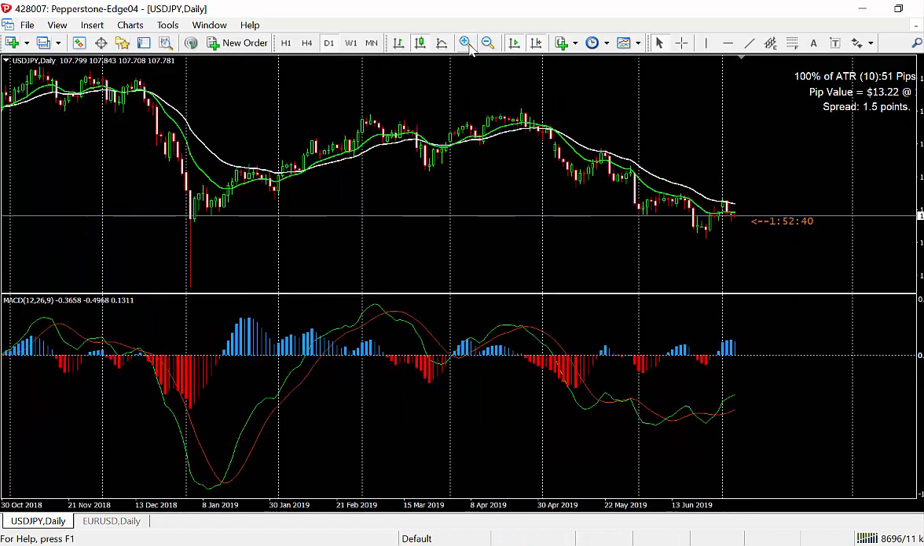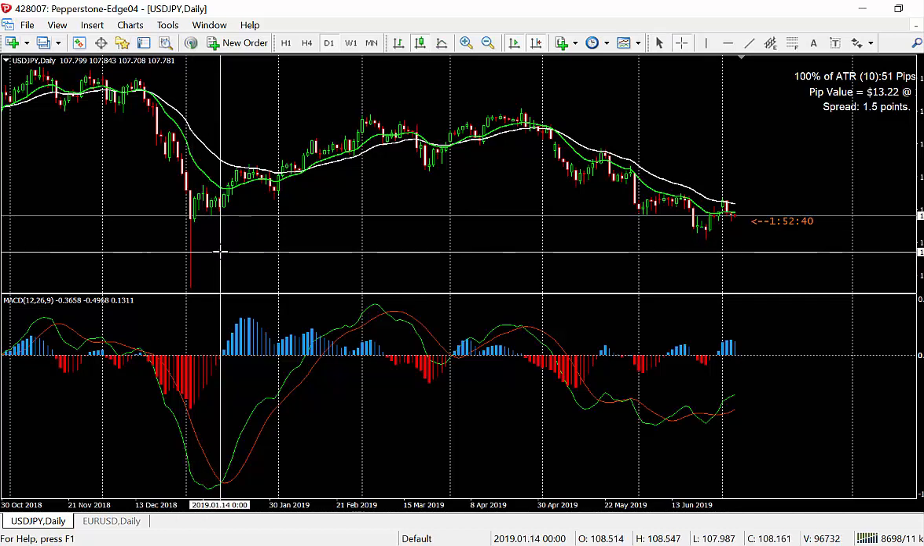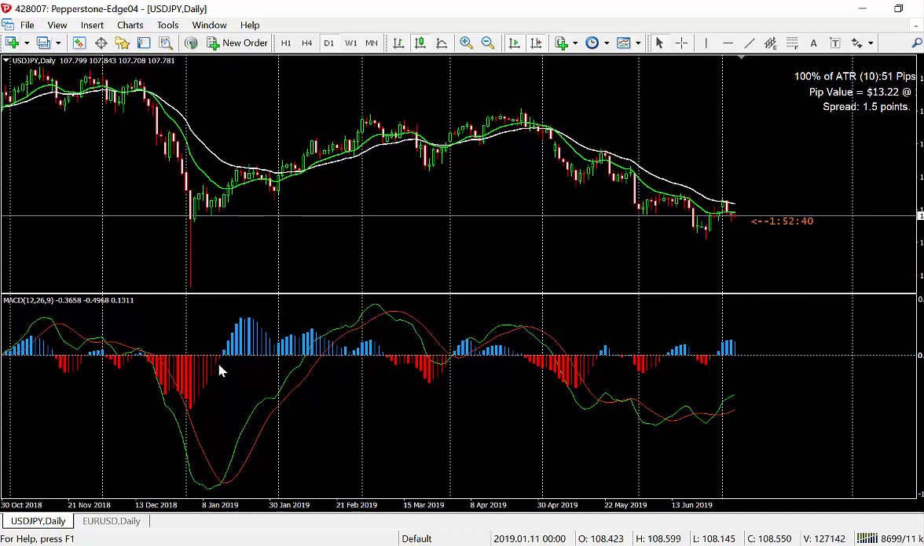Now you can zoom in a little bit more and see how the price exactly moved. As you can see here, we have a cross on the MACD, and whenever the two lines, MACD and signal line, cross, the histogram crosses the zero line. So whenever the color changes, you can see that the MACD produced a signal.